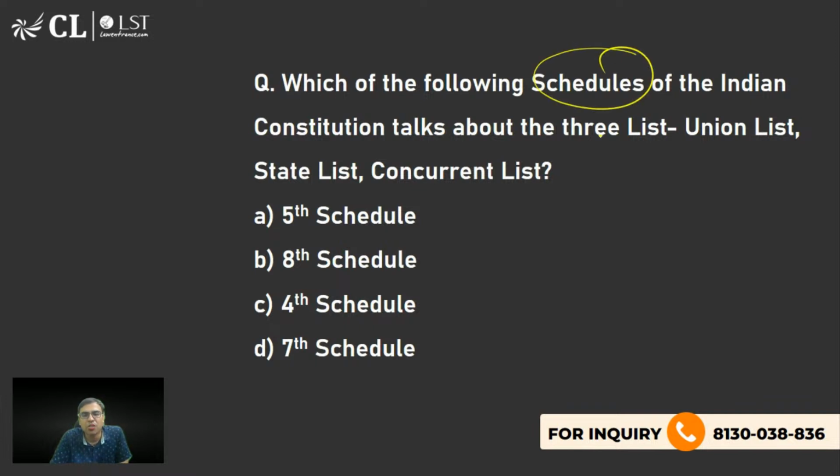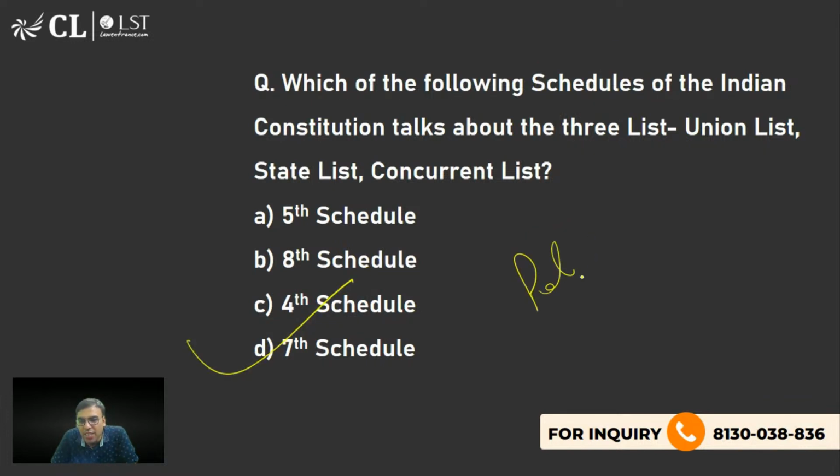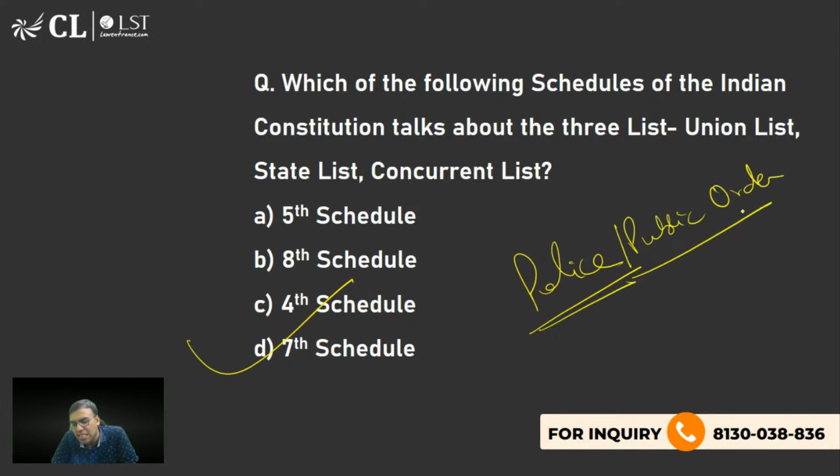Which of the following schedules of the Indian Constitution talks about 3 lists? I hope this is very simple. Yes, Dharani, very good. The right answer is D, 7th schedule. I'll be asking some questions regarding it. For example, can you please tell me, policing is generally a state subject, or a union subject, or a concurrent list? Where should I put this? Policing or public order? It should be in which list? Okay. Very good. It is in state list.